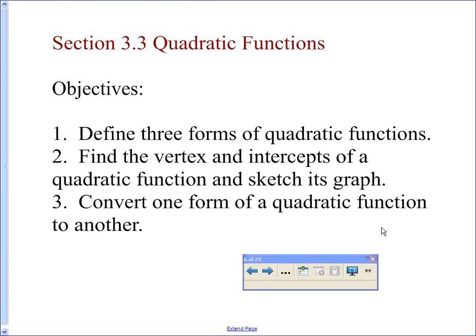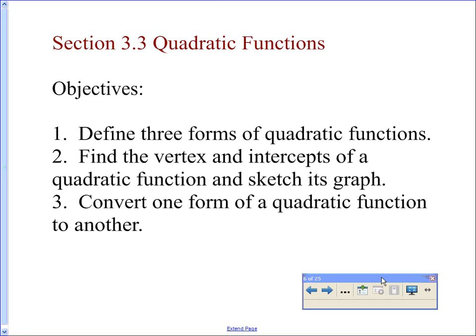In section 3.3, we're going to be talking about quadratic functions, and we're going to be defining three forms of the quadratic function. We're going to be finding the vertex and the intercepts of quadratic functions, and sketching the graphs from the vertex and the intercepts. And we're going to be converting from the three different forms that we learn about from one form to the other.